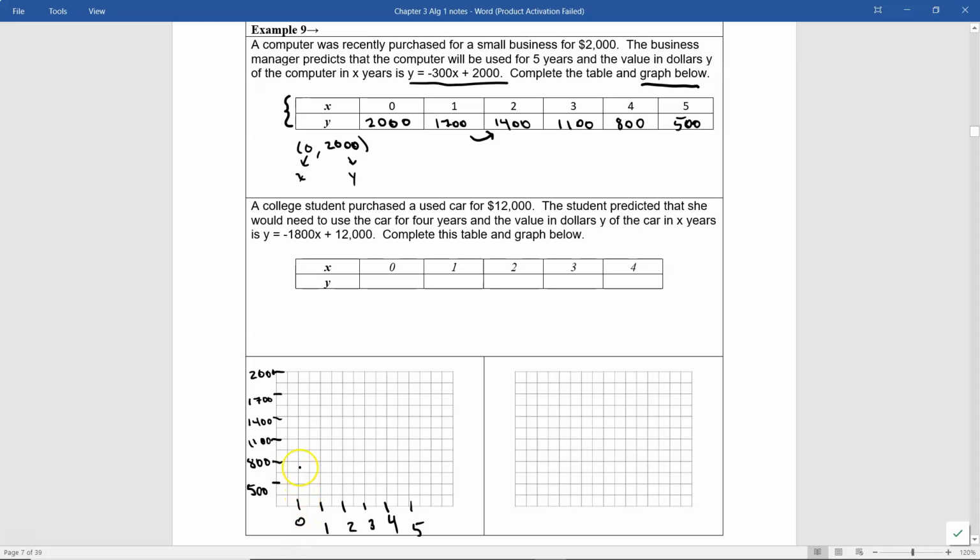So 0 matches with 2000. That's here. 1 matches with 1700. Right here. And so on. So I'm just going to fill these in. And once I fill all of these in, we can talk about what this means.